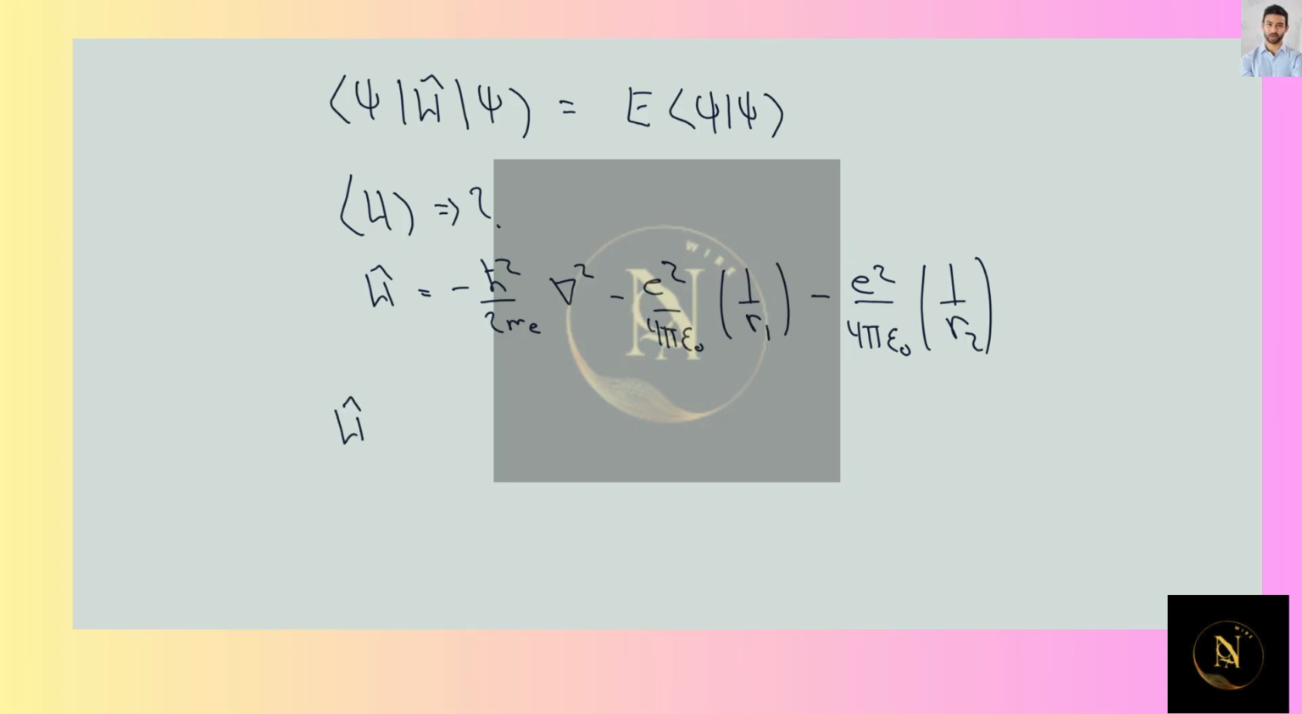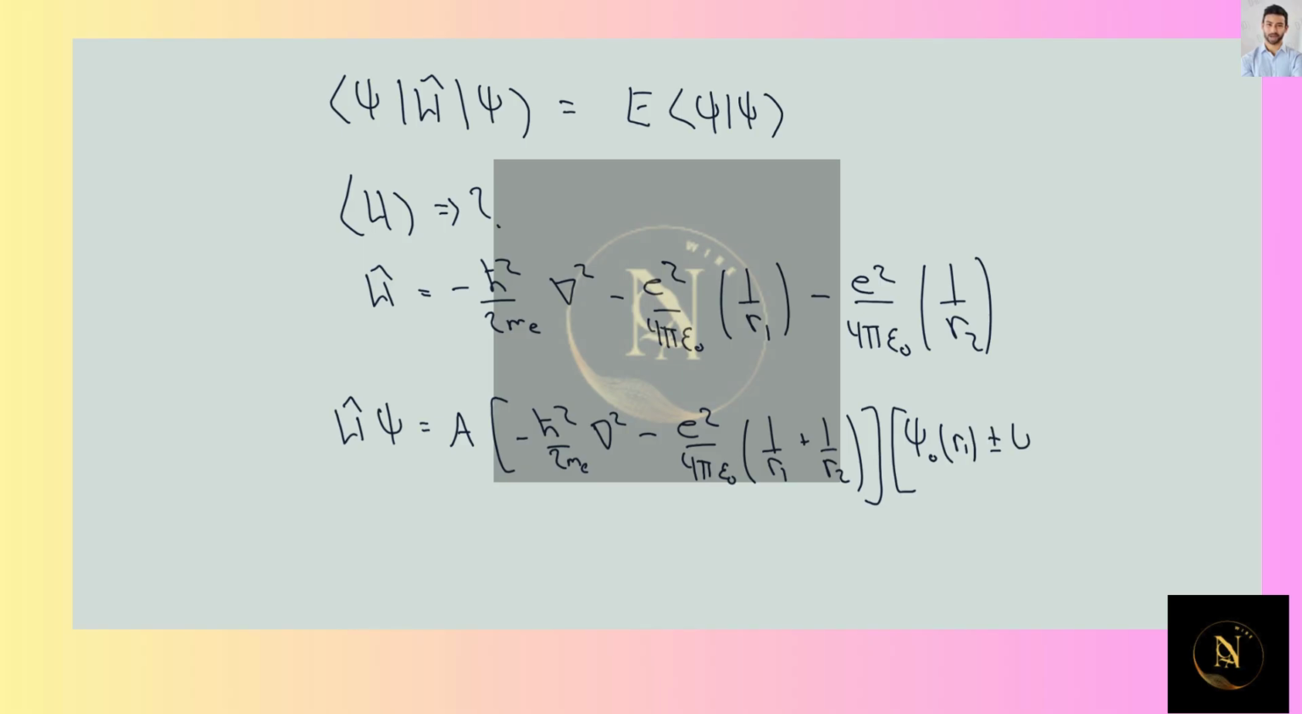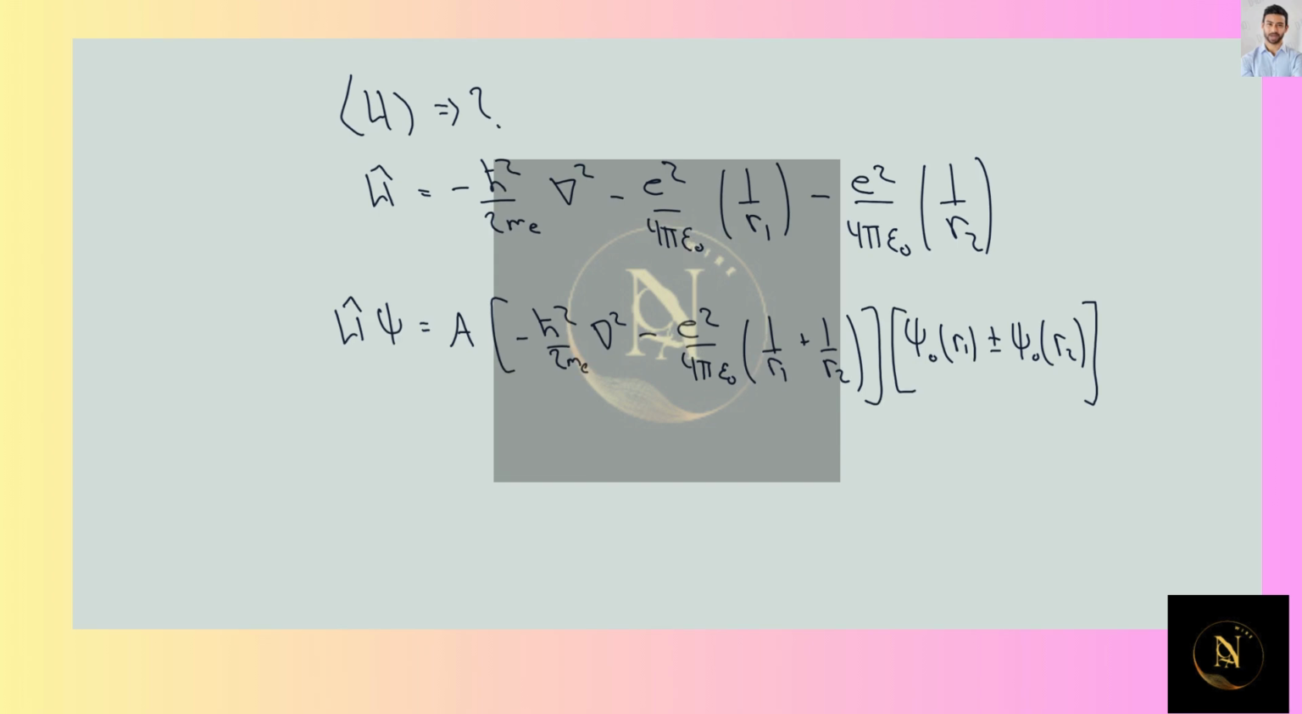Applying our Hamiltonian onto our trial wave function, what we're going to get is 8 times my Hamiltonian operator, minus ħ² over 2 times the mass of the electron times ∇², minus e² over 4πε₀ times 1 over r1, combining both results with 1 over r2, applied to my linear combination, φ0 at r1 plus or minus φ0 at r2, employing this r2 distance. Now, applying the first wave function onto the ∇² operator plus this first part of the potential is going to give us the energy for the ground state of the hydrogen atom. And the same thing happens with r2.